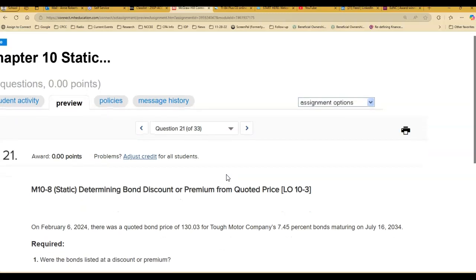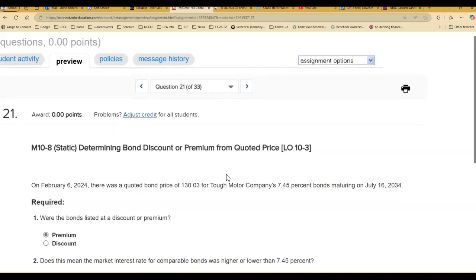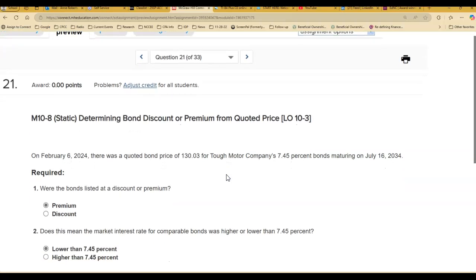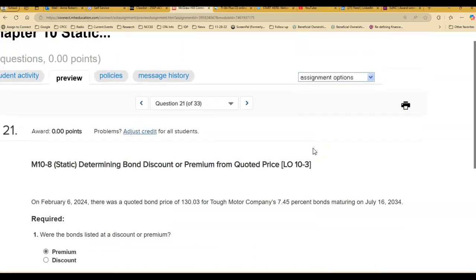So then it says, were the bonds listed at a discount or a premium? And they're listed at a premium. Good. Does this mean the market interest rate for comparable bonds was higher or lower? It's lower. Okay. How are we doing? So again, don't miss out on the fact that bond interest rates and what the market rate is doing tells you a lot about what's going on in the system.